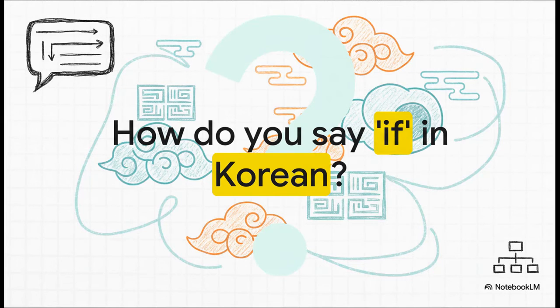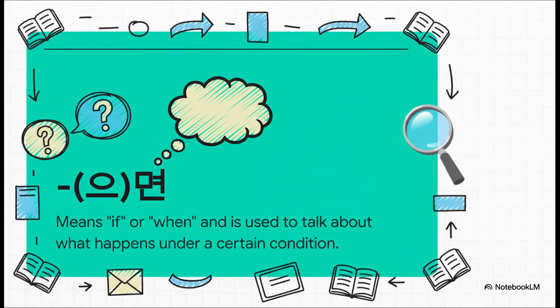So let's just jump right in with the big question, right? You want to say something like, if it's sunny, or if I'm hungry. How do you actually do that in Korean? Well, you are in the right place because that is exactly what we're going to learn today. And the answer is this little guy right here, 으면, pronounced u-myeon. This is the magic key to unlocking all those conditional sentences. It's your if, it's your when, and it sets up the condition for whatever you're about to say next.